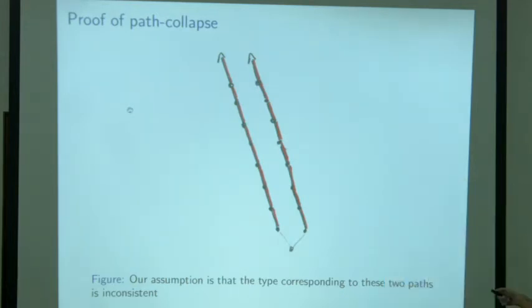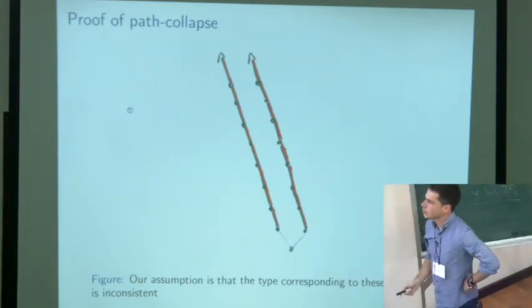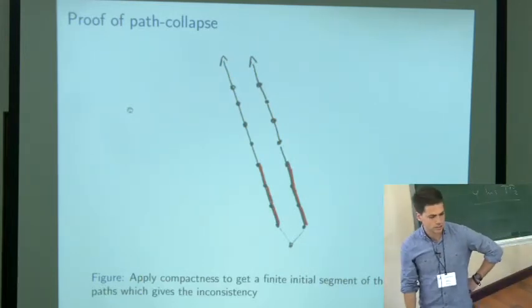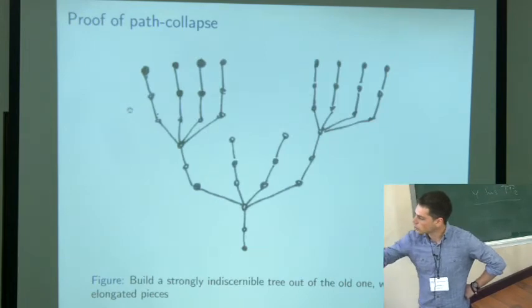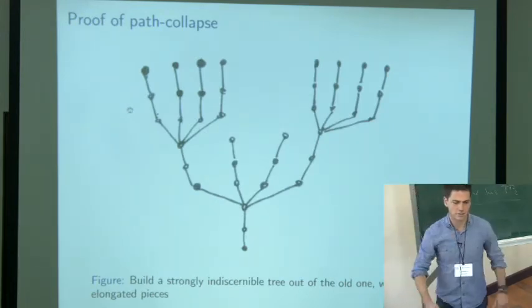So this is the type of c when I replace the parameters with this path, and I take the two of them together. Well, then by compactness, there's going to be some finite initial segment to the two paths which gives you the inconsistency. And then what do you do? You just build a tree out of these elongated pieces. You build the tree out of these initial segments.